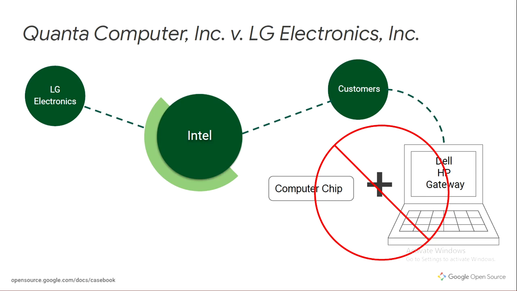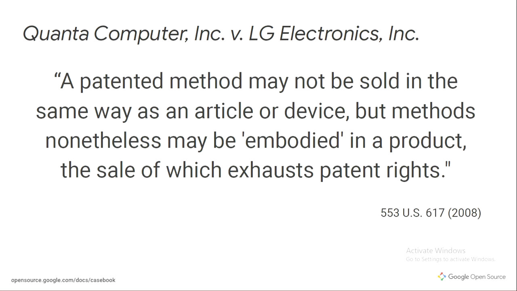Quanta came back and said, patent exhaustion, you sold that to us, your right is gone. And the argument came up, well, it's a method patent, how can you exhaust that? And the court said you could. They said, a patented method may not be sold in the same way as an article or device, but the methods can be embodied in some sort of product. And when that product is sold, you exhaust your patent rights.